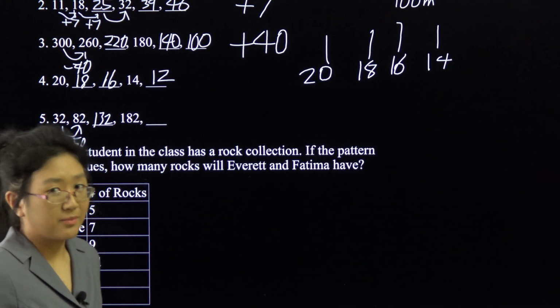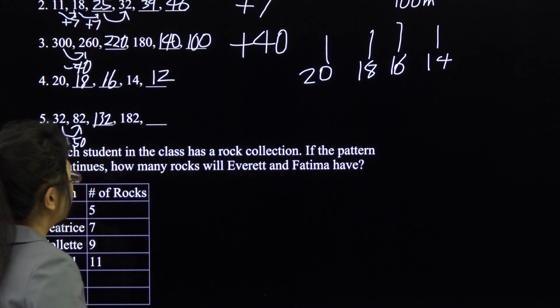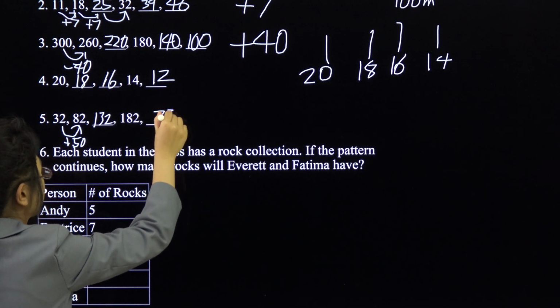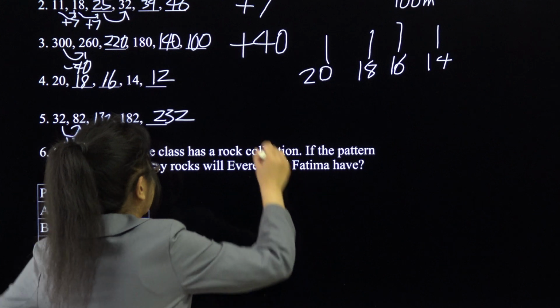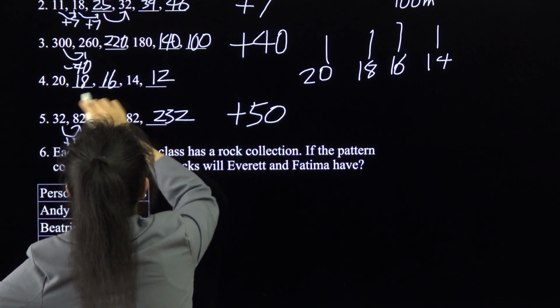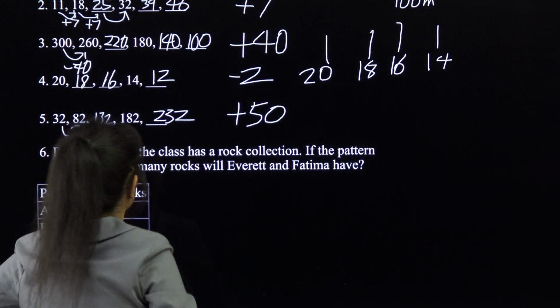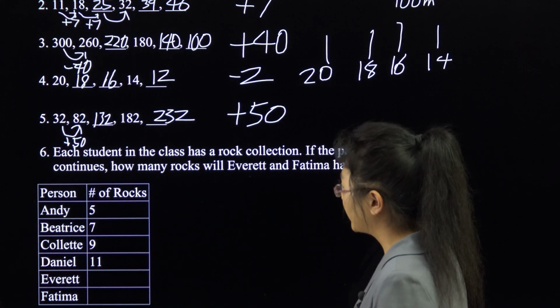And now let's find the last missing term. 182 plus 50 is equal to 232. Now I'm going to write down the pattern rules. Plus 50, and oh yeah, for the other one it was minus 2. Now we move on to question number 6.